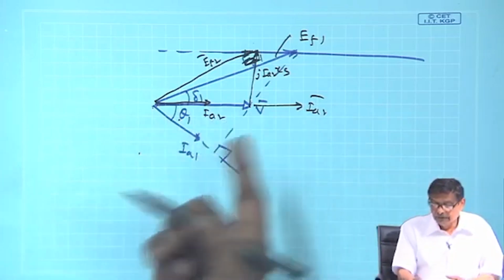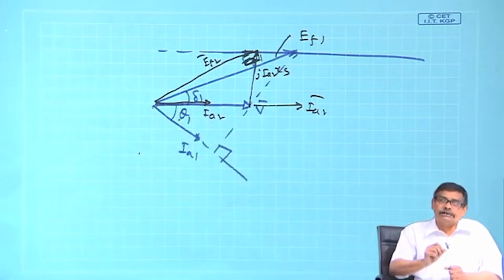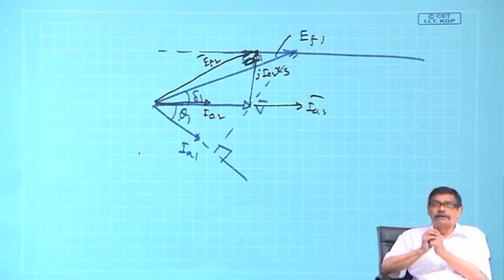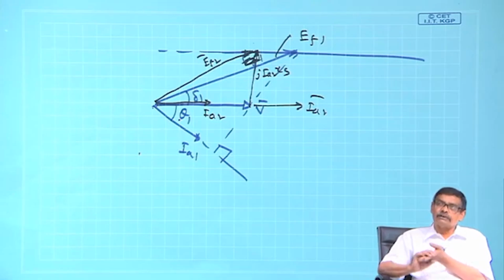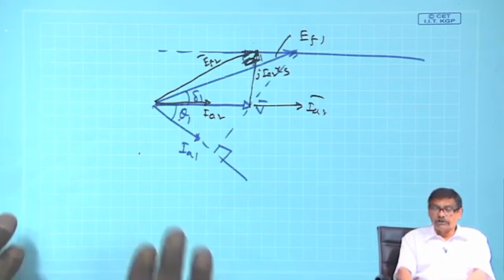So, simply by controlling the field current, I will be able to operate the generator either at lagging power factor, leading, or unity power factor. We will continue with this.